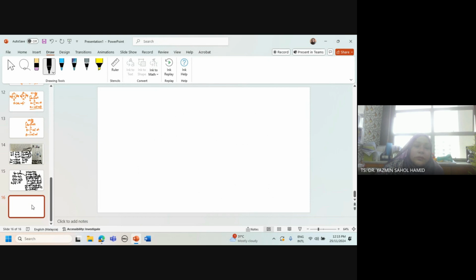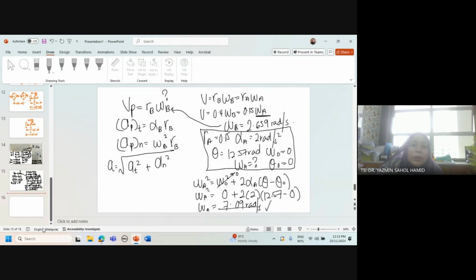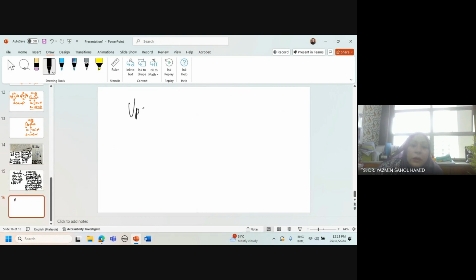So VP sama dengan RB omega B. So RB sama dengan 0.4. Omega B dapat apa tadi? 2.659. So kita kali ni dengan 0.4, kita dapat jawapan 1.06. So ni adalah jawapannya 1.06 meter per second. So betul. Okay, tu dah dapat.